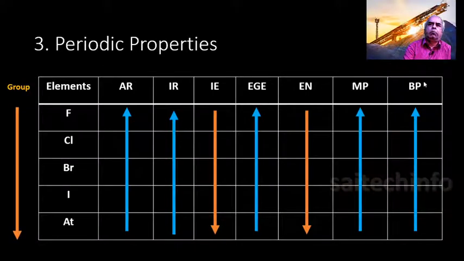Then when we discuss physical properties like melting point and boiling point, as we go down the halogen group, the melting point increases and the boiling point also increases. So these are all the major periodic properties, the trends of the halogen family members.